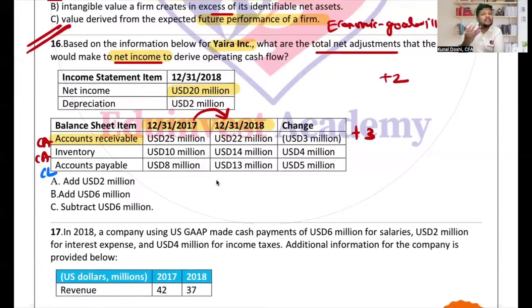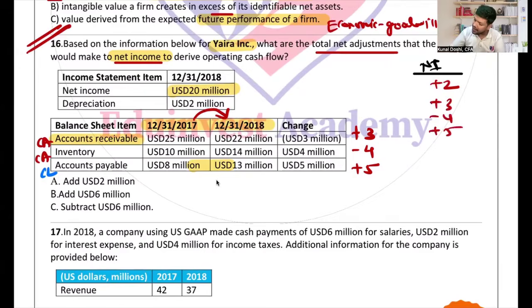Inventory has increased. That means you invested more in the inventory. So that's an outflow of cash. And accounts payable have increased. That means you didn't pay them. It's like borrowings. So that will also be considered a cash inflow. Are you with me? So basically in your net income, what are the adjustments that you're going to do? Depreciation, you will add, plus 3 minus 4 plus 5. Let me know the total adjustments. 5 plus 5, 10 minus 4, 6 plus 6. So you are going to add 6 million to the net income.